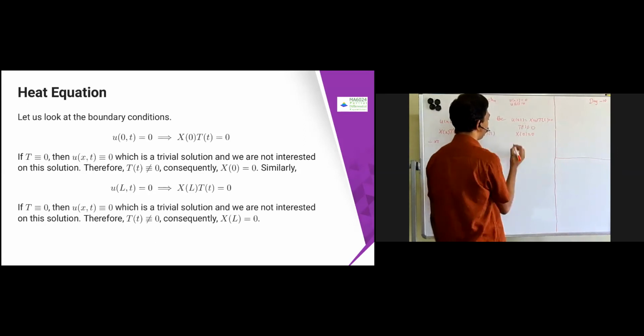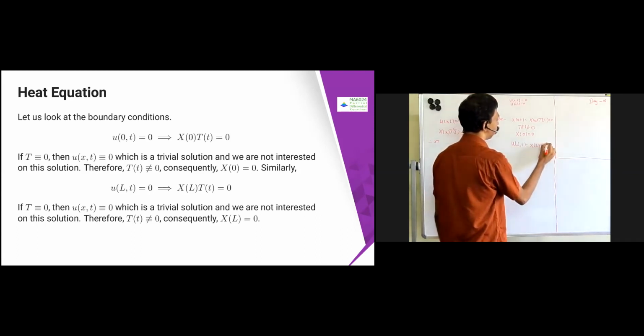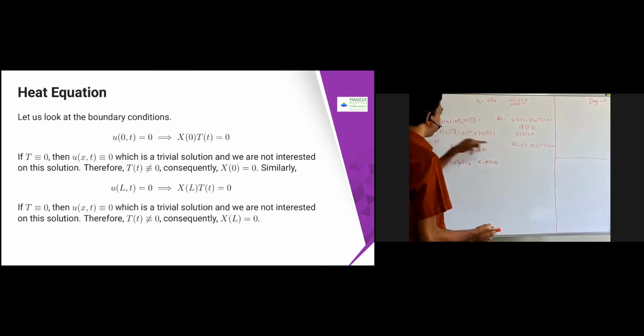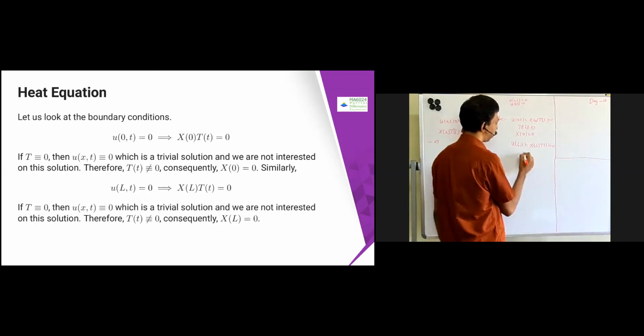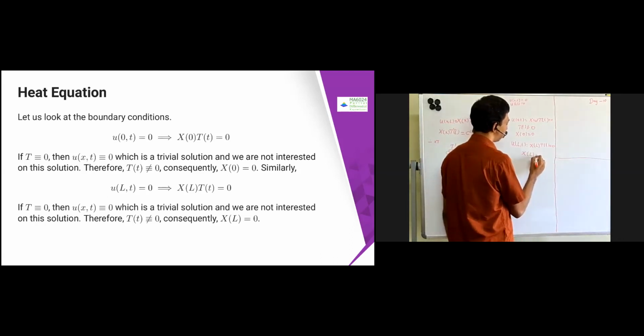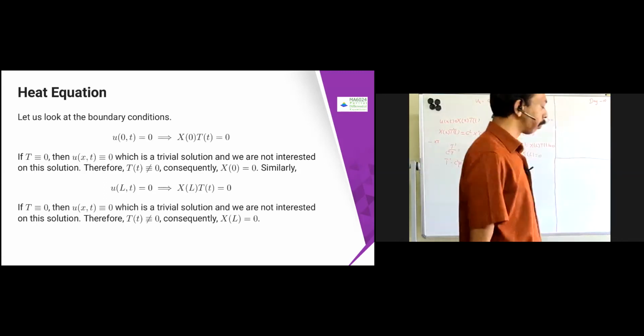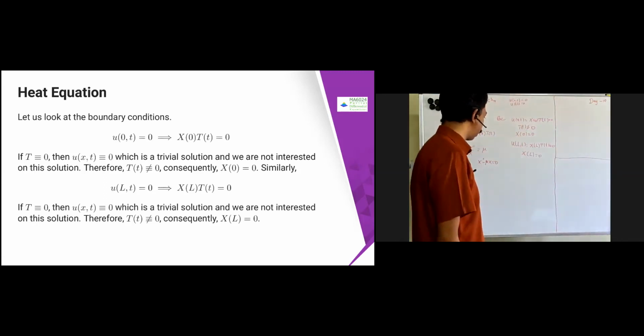In the same way, if you apply the right boundary, u of L comma t equals X of L into T of t equals 0. Again it's the same logic. If T of t were 0, this would become trivial, so we assume T of t is not equal to 0. Therefore X of L equals 0. So I got X of 0 equal to 0 and X of L equal to 0.